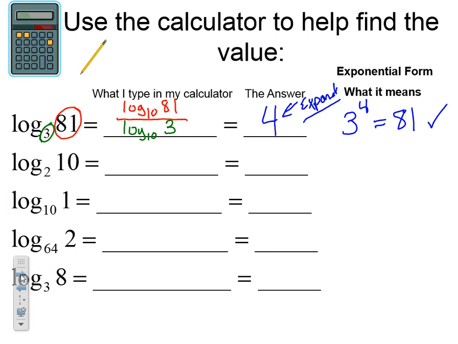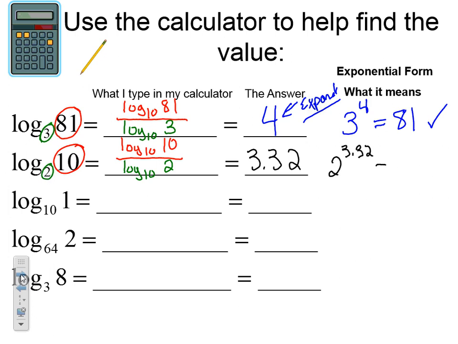So once again, we have log base 10 of our value, 10, all over log base 10 of 2. Type that into our calculator, and we get approximately 3.32. So we're going to type that in. I have base is 2, my exponent is 3.32. Plug that into our calculator, we're going to get 10.